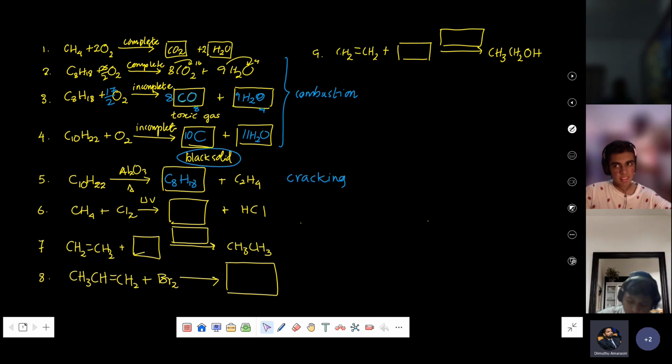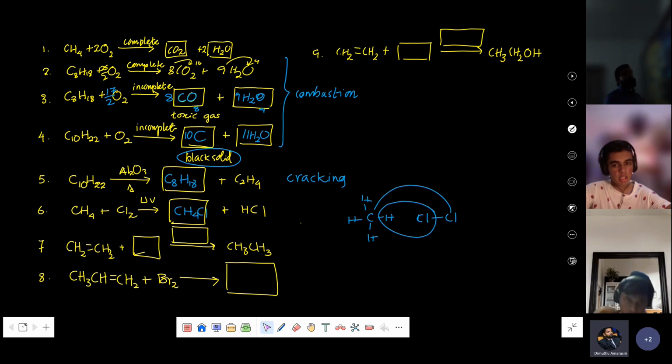CH4 and Cl2, what will happen? The hydrogen is replaced. This is a substitution reaction where one of the hydrogen atoms is replaced by Cl. The other Cl joins the carbon. So there should be CH3Cl. Oh, yes. I made a mistake. Sorry, a thousand apologies. CH3Cl. Right?